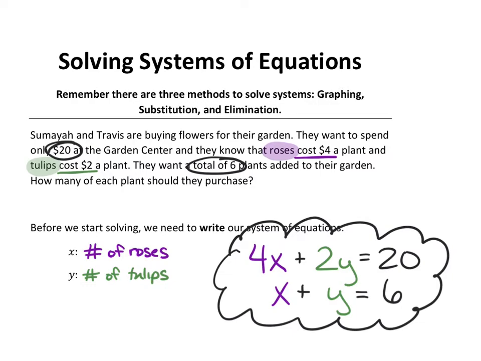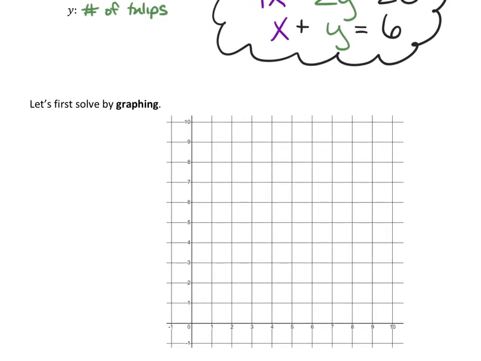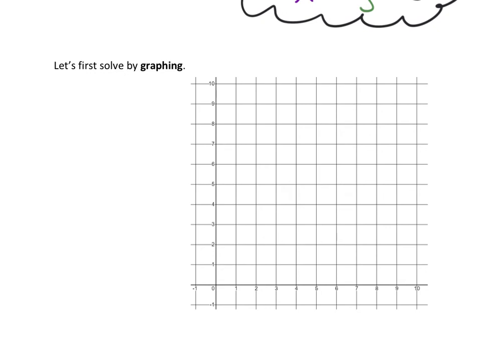The first way that we learn to solve a system of equations is by graphing. Now, when we graph an equation, we need these equations to be written in y equals mx plus b form so that we have a slope and a y-intercept. Neither of our equations that we started with or that we wrote are written in that form. So we're going to have to solve both of them for y before we can graph this system.